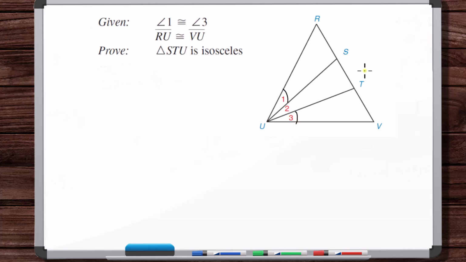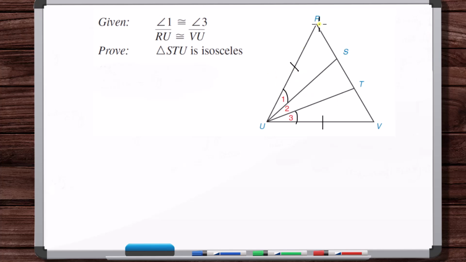All right, given angle 1 is congruent to angle 3, and RU is congruent to VU, prove that triangle STU is isosceles. With these proofs here, we're not doing official mathematical proofs with statements and reasons. We're going to do these proofs unofficially. That's how you would make statements as an engineer or biologist, whatever. You would do it informally, right? If you were analyzing a system with this geometrical configuration and you wanted to show that triangle STU is isosceles, this is kind of how you would do it informally.